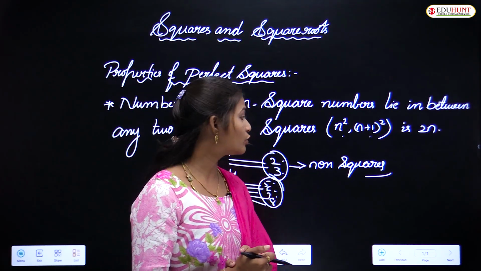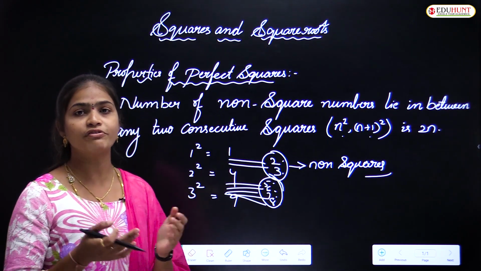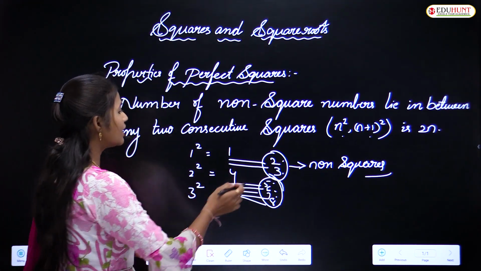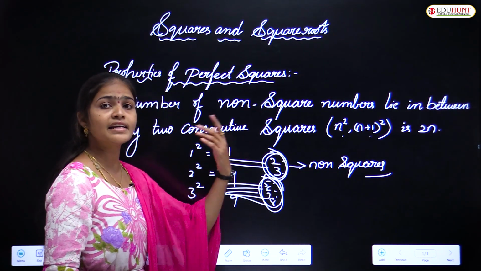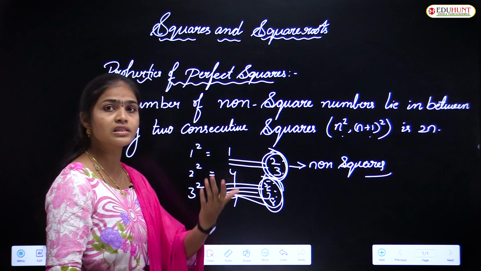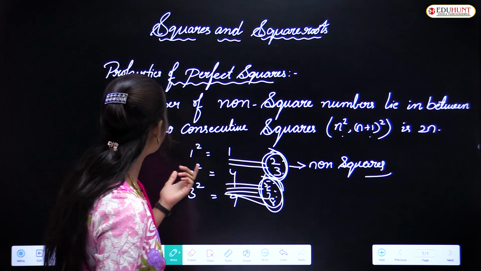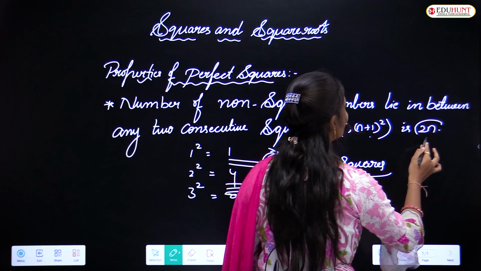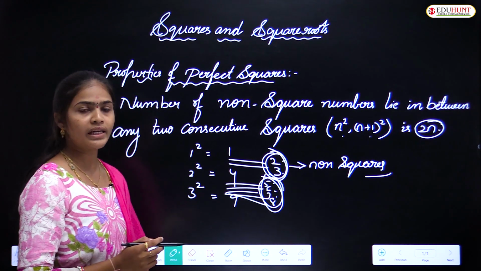Okay, now how do we find the number of non-squares that lie in between any two perfect squares? Let us see: here there are 2 non-squares, here 4 non-squares, and next maybe 9 non-squares will come. How do we know that? Here we have a formula, that is 2 into n.